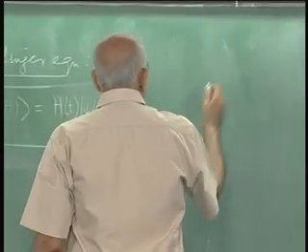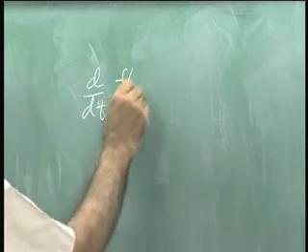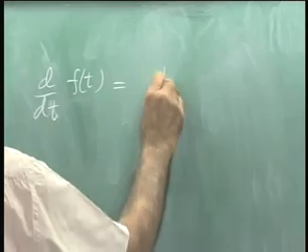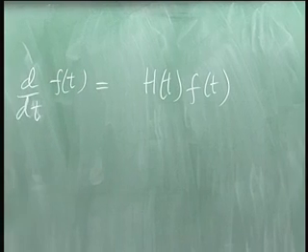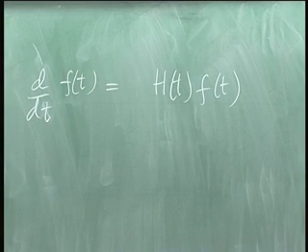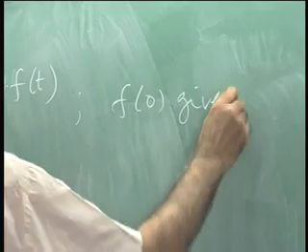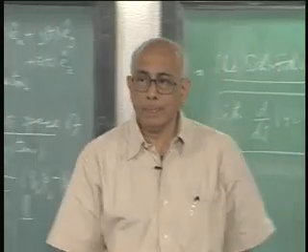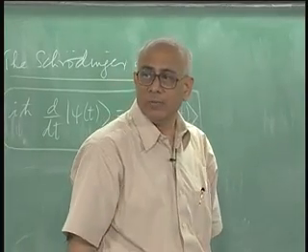Look at it classically: you have d over dt of f of t equal to h of t, f of t. Suppose f of t is just an ordinary C number function and you have an equation of this kind. If h were a constant, then you would write e to the power ht and that is the end of the story. But what is the solution now? F of 0 is given, the initial condition is given. What is the solution to this differential equation?